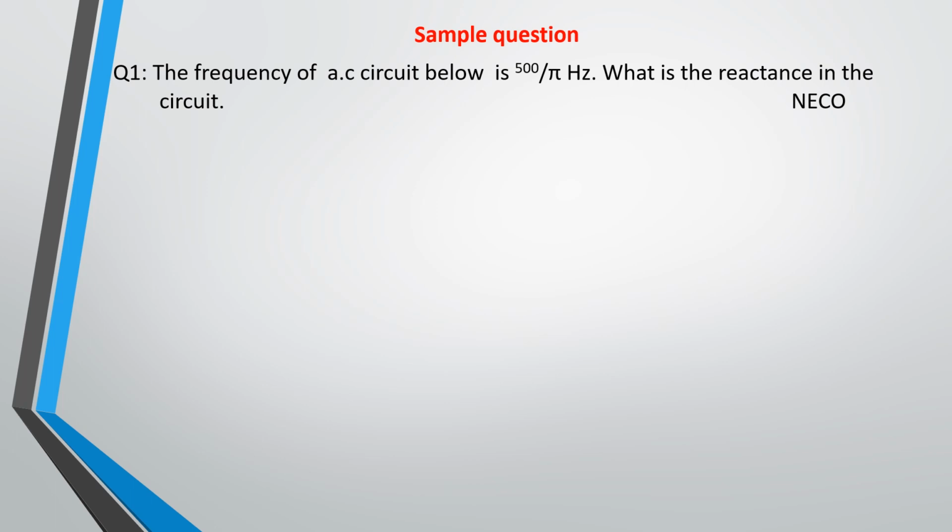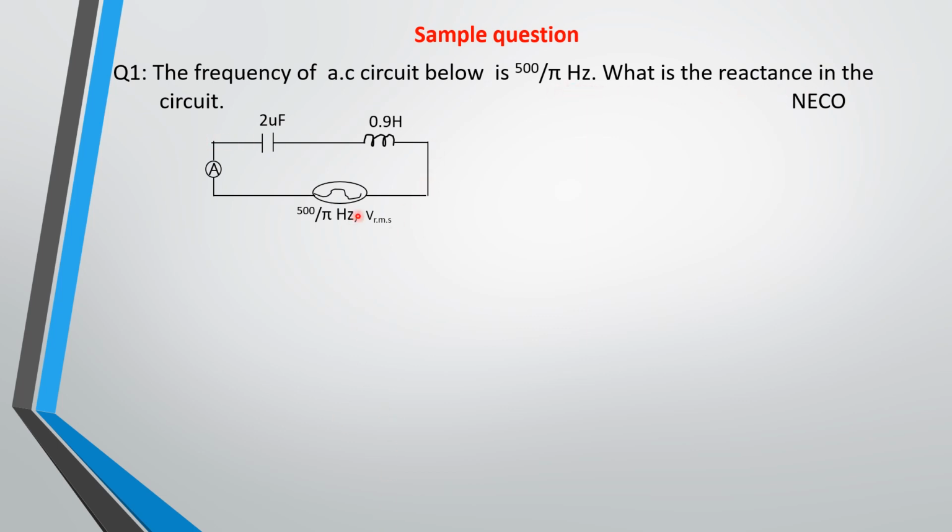Okay, so this is a question that we need to solve. The frequency of an AC circuit, okay, so this is the AC circuit. The frequency of the AC circuit below is 500 over pi hertz. What is the reactance in this circuit?